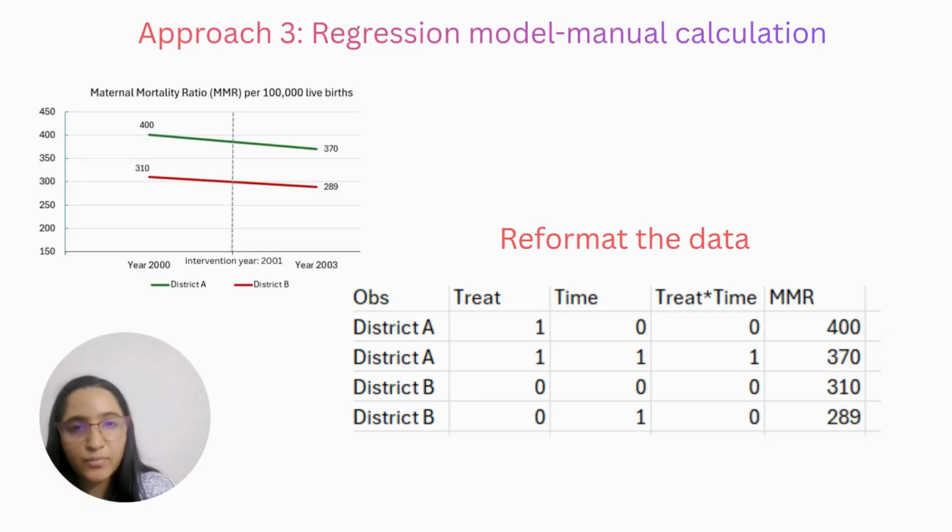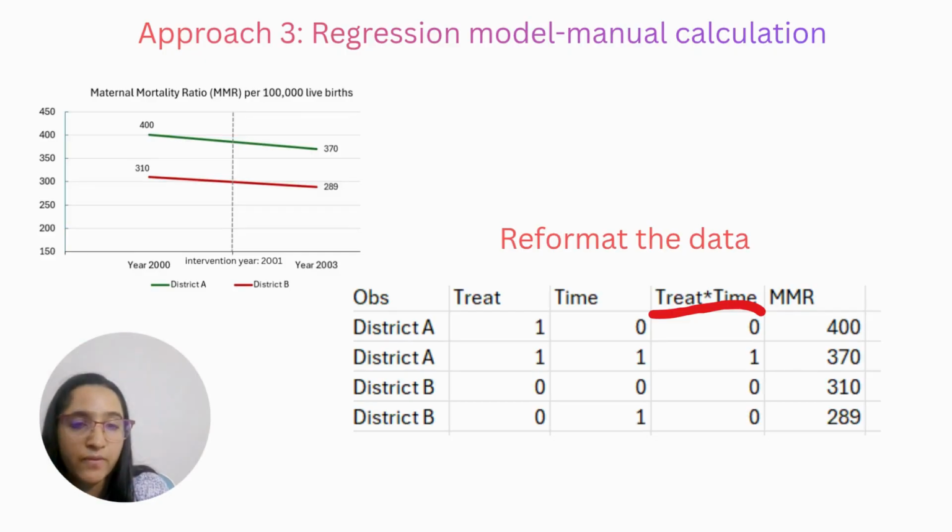So coming to the third approach, for this we have to reformat our data by adding dummy variables. The first dummy variable we add is treat, which is coded as 1 if the district received the treatment and coded as 0 if the district did not receive the treatment. And the other dummy variable we add is time. It would be coded as 1 if it is the post-intervention time, and coded as 0 if it is the pre-intervention time. And then lastly, the third dummy variable is the interaction of this time and treat variable. We can calculate it simply by multiplying the treat and time.